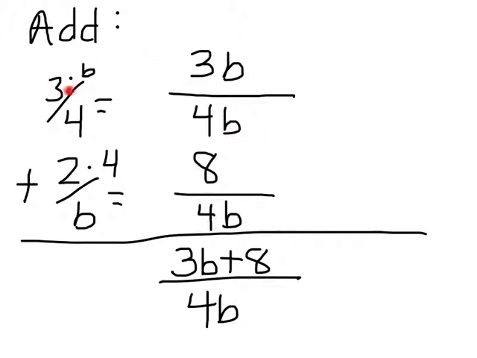I have a b, so I'm going to need to multiply this by b to keep it equivalent. 3 times b is 3b. All right, same thing here. What do I have here that I'm missing here? I have a 4. So I'll multiply this 2 times 4 to get 8. Then when I add these, I get 3b plus 8 over 4b.